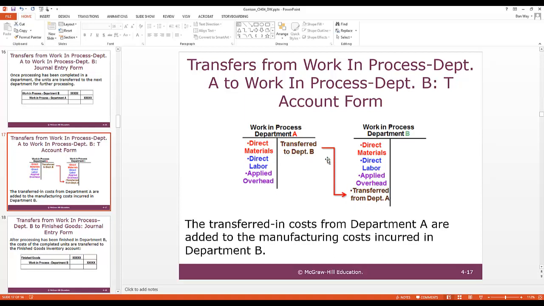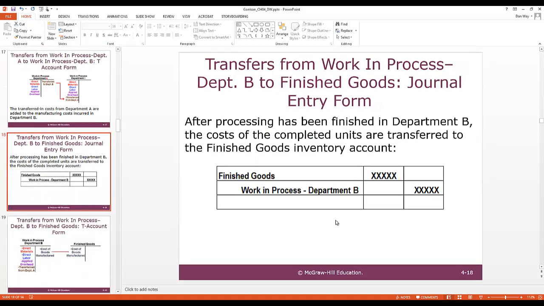Again, this flow of costs mimics or follows the flow of physical goods in our process. Right? We're moving these pieces of product down the assembly line, so to speak, one department to the next. When we do that, we want to make sure the costs associated with them move as well. Then when things are finished in kind of the last department, the cost of the completed units are transferred to finished goods, similar to the way we did it in Chapter 3.